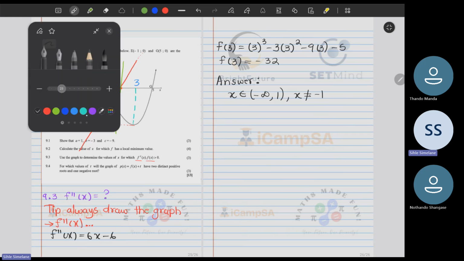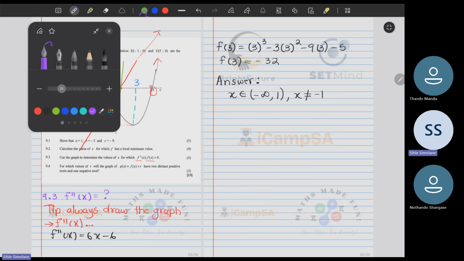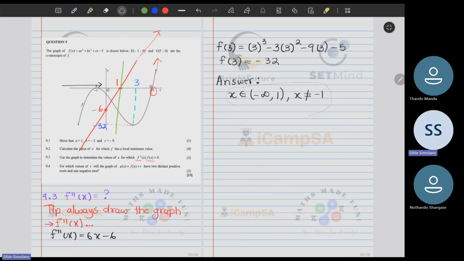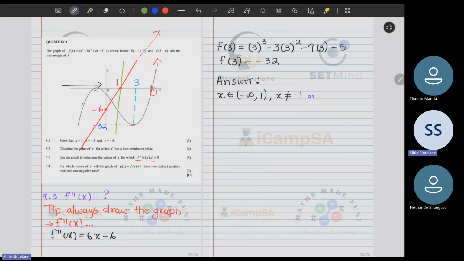But we need to look carefully. When again are these two graphs both positive or negative? If you look carefully, after the 5, the other graph becomes positive, but the red one was already positive. So meaning another solution here is x is greater than 5. So we can just say and x is greater than 5. That's it.